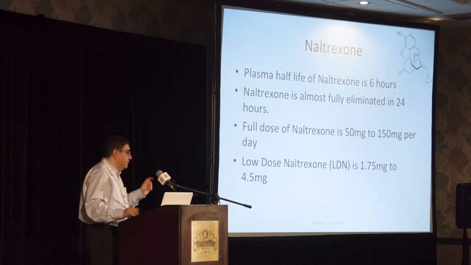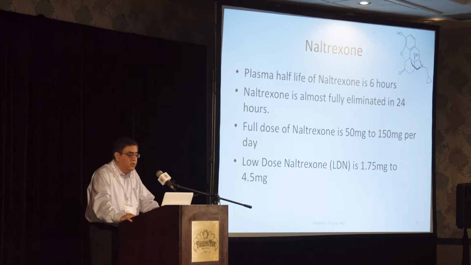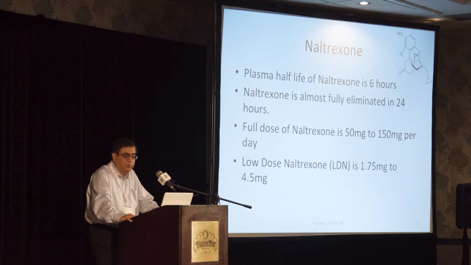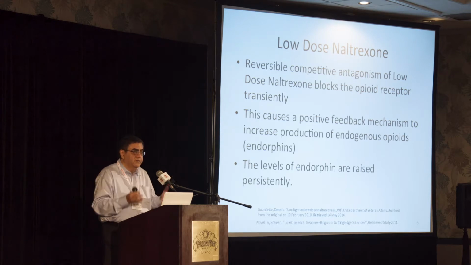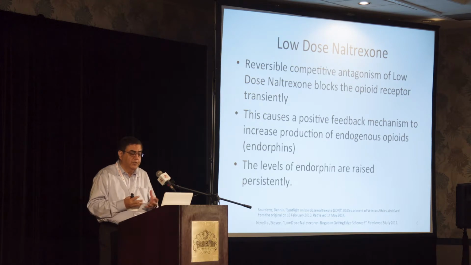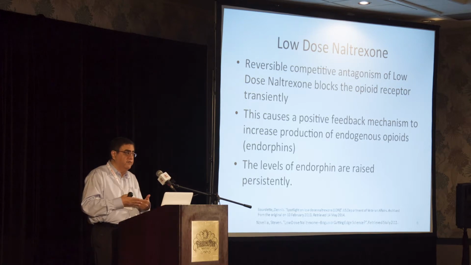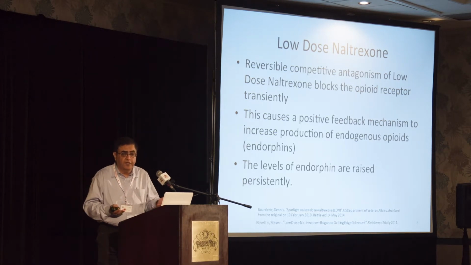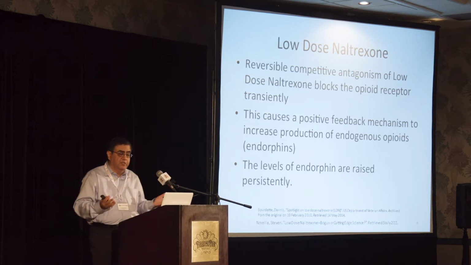But that's when you're taking a full dose, which is 150 milligrams per day. Over here, we're talking about low-dose naltrexone, which varies from 1.75 milligrams to 4.5 milligrams. When you give someone low-dose naltrexone, it blocks the opioid receptor for a very short time because it's a very small dose. Instead of giving them 150 milligrams, we're now giving them 4.5 milligrams, and that blocks only a few of the receptors.